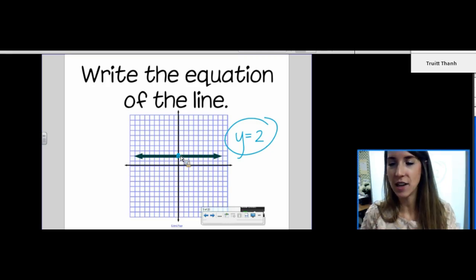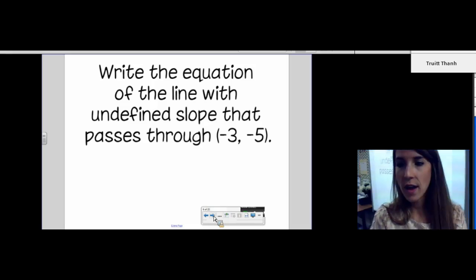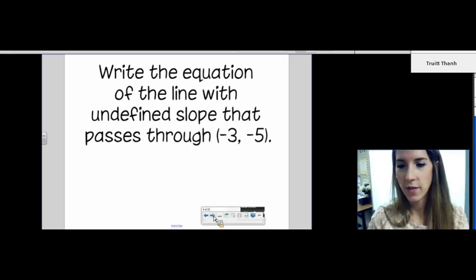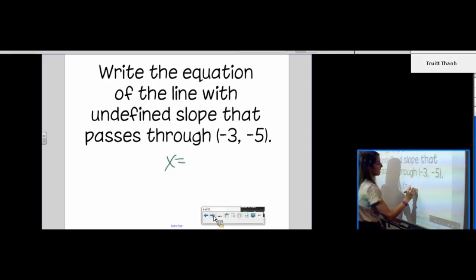The slope of the line is 0. The equation of the line is y equals 2. Write the equation of the line with undefined slope that passes through -3, -5. Don't say it yet, please. Perfect answer. Yes. The answer is x equals -3.